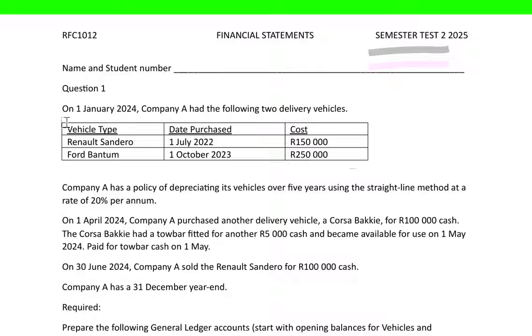So on the 1st of January 2024, Company A had the following vehicles on hand. There was a Renault Sandero, which was purchased on the 1st of July 2022 for 150,000 Rand, and there was a bakkie that was purchased on the 1st of October for 250,000. So those are opening balances on the current year, 1st of January 2024. We're looking at 2024, that's our financial year.